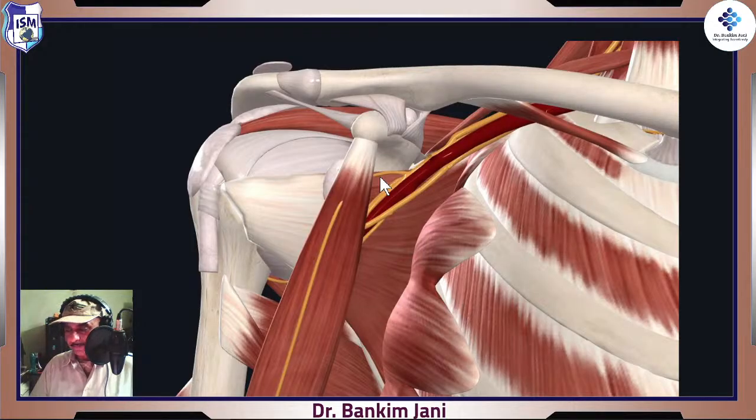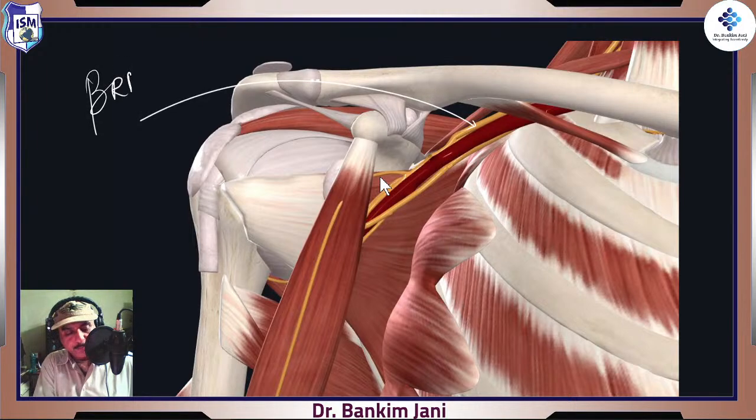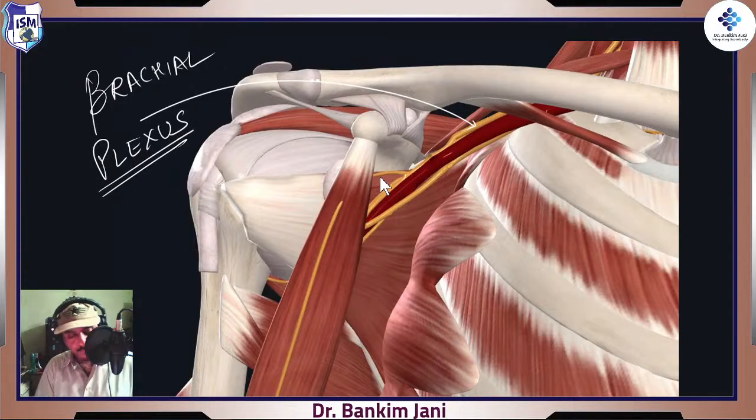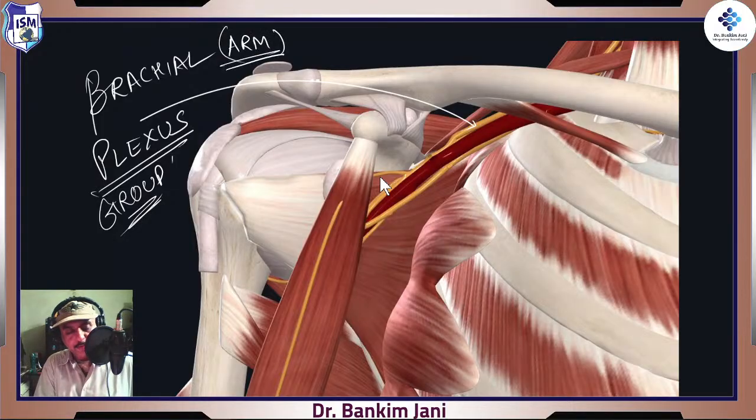And that's our brachial plexus. Here it is. That's the brachial plexus, those nerves, that entire group of nerves collectively. Plexus means group. And brachial means the arm. So a group of nerves which will be taking care of the arm is what is called the brachial plexus. And this brachial plexus is along the axillary artery. And this brachial plexus is going into the axilla.